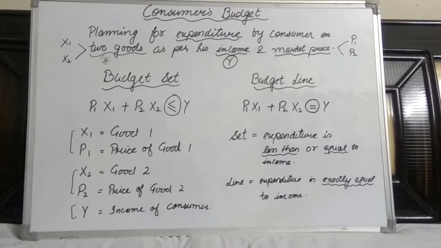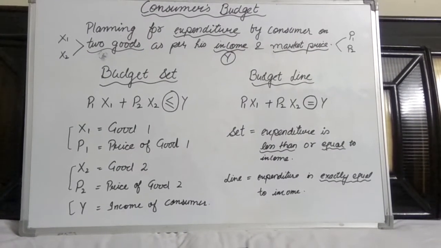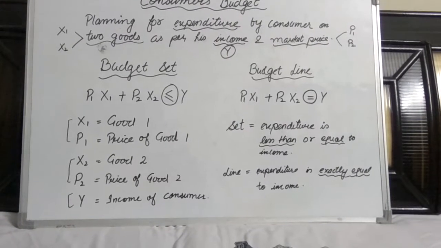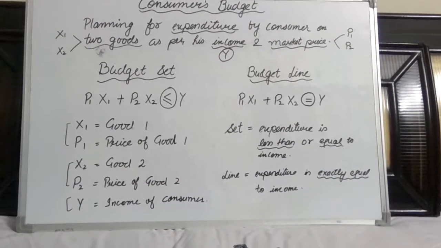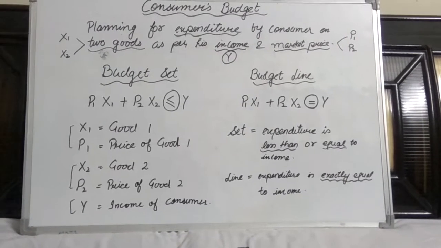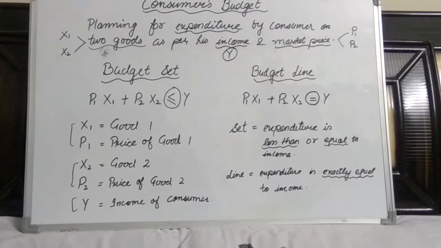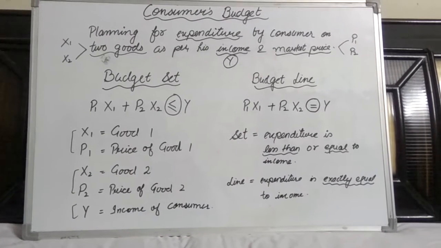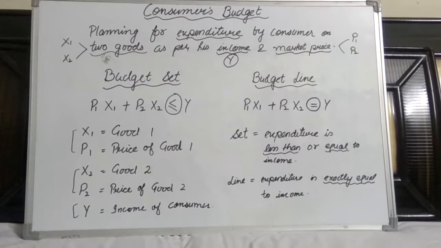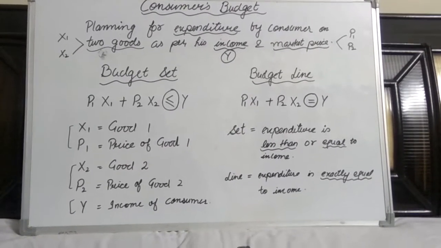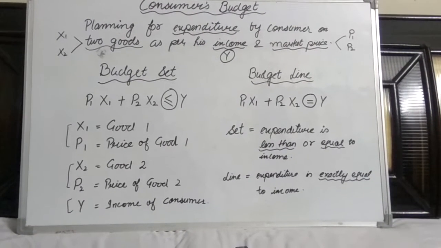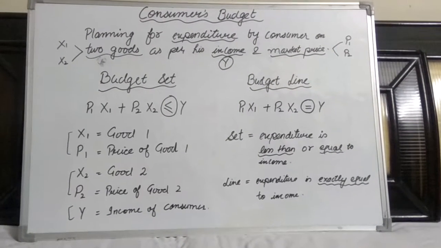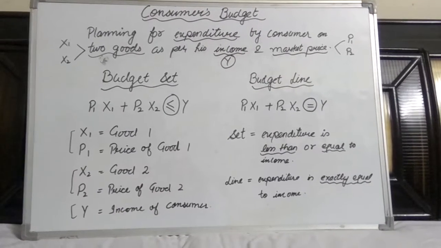So the budget set equation becomes P1 into X1 plus P2 into X2 is less than or equal to Y. It means the expenditure done by the consumer on good 1 is equal to P1 into X1, expenditure done on good 2 is P2 into X2, and the addition of these two expenditures should be less than or equal to the income of the consumer. The same equation lies for the budget line.